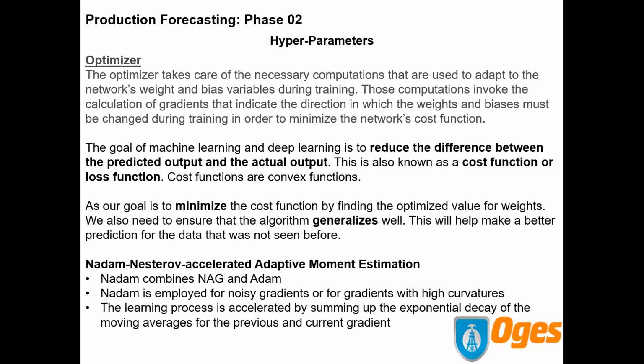These are pretty important areas, and I've tested pretty much a lot of these different techniques, and I think in summary though, the Nesterov accelerated adaptive moment estimation is probably the best one that I've seen for stationary production data in oil and gas.